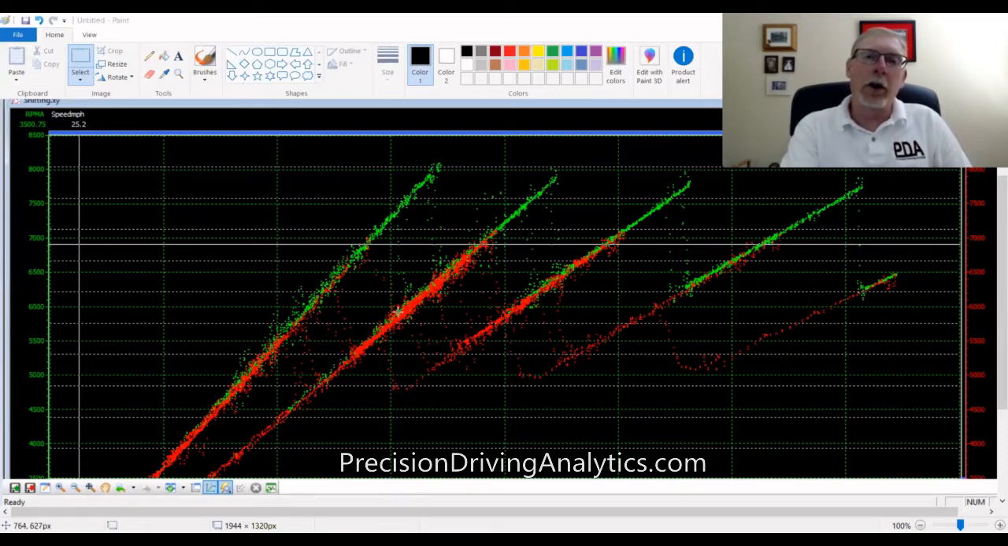So if I see overlap here with the red dots on top of the green here in fourth gear and a little bit in fifth gear, then I know that this driver is using the engine to slow the car down, and he can wait to do his downshifts. So what's it look like when a driver doesn't use the engine to slow the car down? I'll show you.